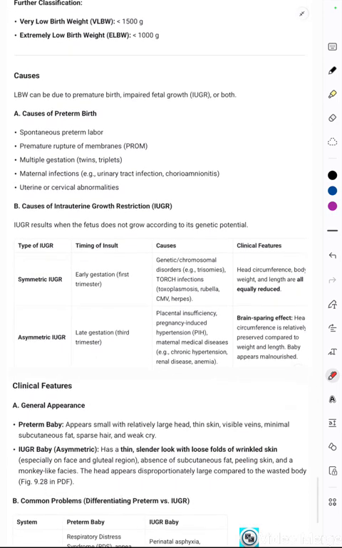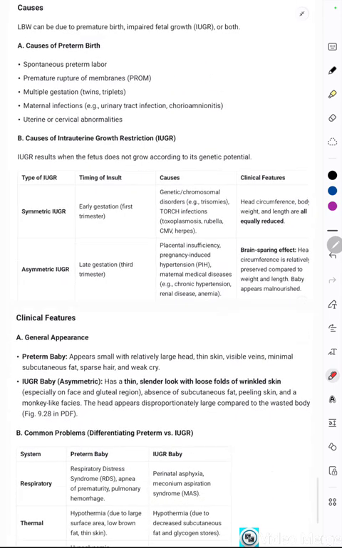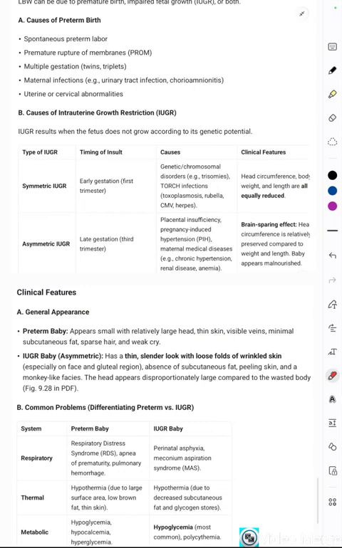Causes for preterm birth can be preterm labor, premature rupture of the membranes, multiple gestation, maternal infections like urinary tract infection or chorioamnionitis, and uterine or cervical abnormalities. Causes for intrauterine growth restriction are either symmetric IUGR or asymmetric IUGR. Symmetric IUGR is generally seen during the first trimester, where the head and the whole body are symmetrically and equally reduced in size. This is generally found because of fetal causes like chromosomal abnormalities or TORCH infection.